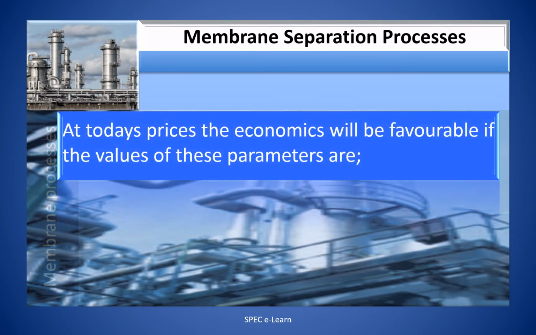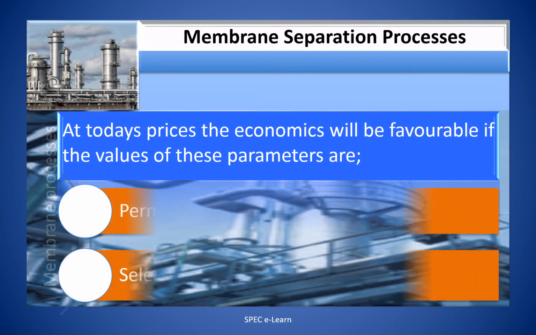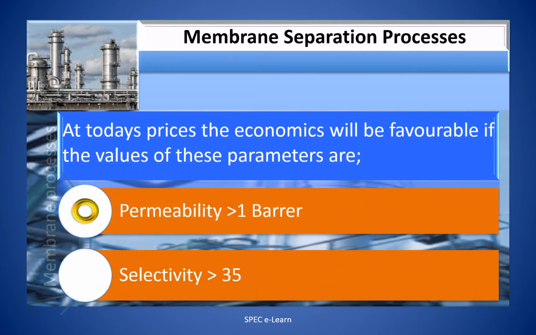At today's membrane prices, the economics will be favorable if the values of these parameters are: permeability greater than 1 barrer, where 1 barrer equals 3.4 times 10 to the power minus 16 mole per square meter second Pascal, and selectivity greater than 35.